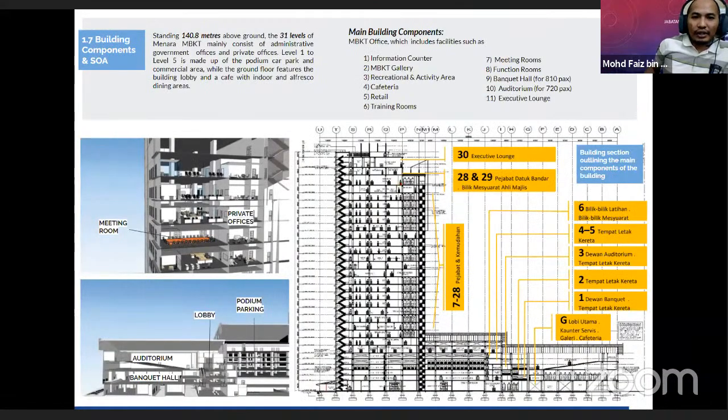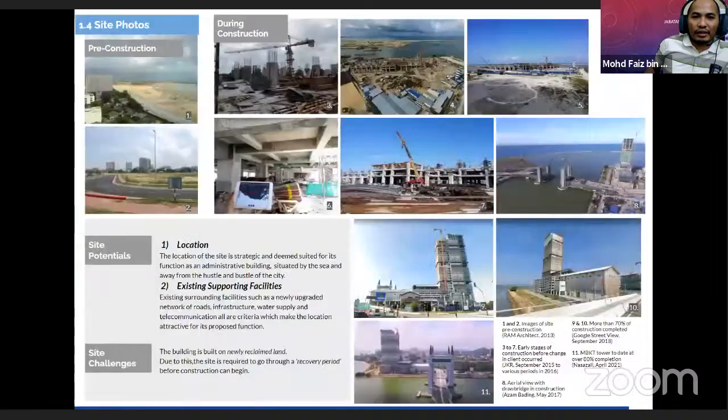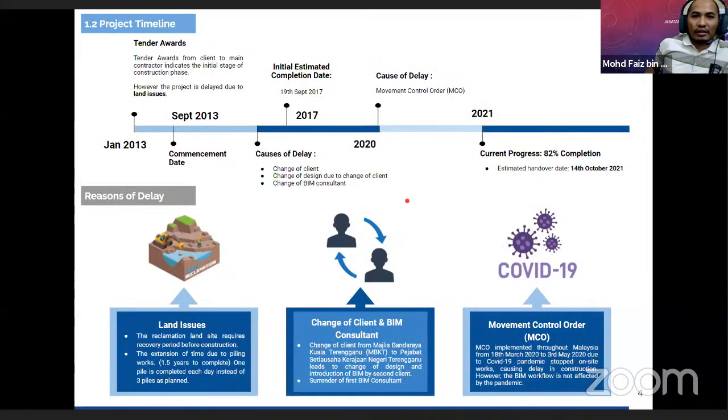Just now, regarding the timeline. Okay, your timeline. Maybe this one you can add a little. The duration or change of client happened twice. First from the MBKT to the SUK office, and then back again to the MBKT. Oh, that's the story about this. Alright, that's why this project took too long.